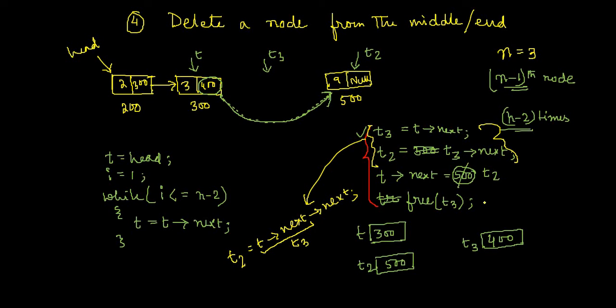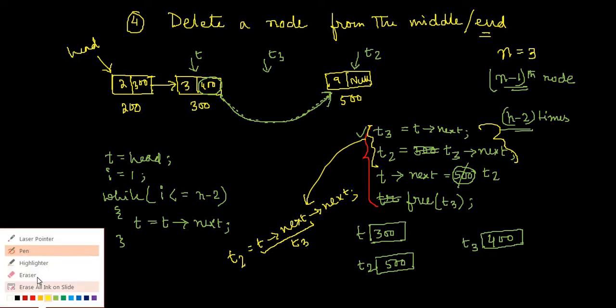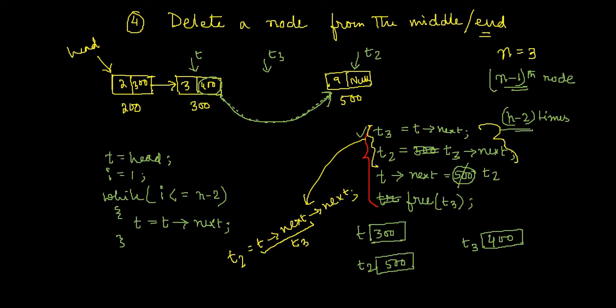So now if I go for the end part, I mean if I want to delete something from the end, that means the situation is I have only 3 nodes here. Okay, I have only 3 nodes here, and I want to delete the third node. Okay, so right now, the situation is something like I have 3 nodes left in the linked list.